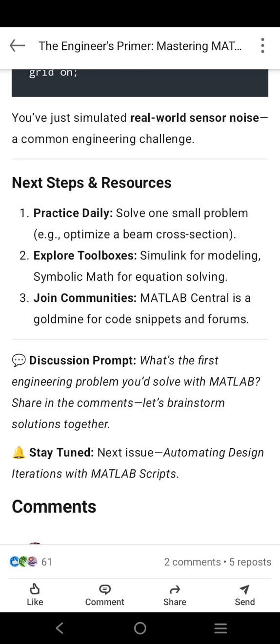Next steps: practice daily, explore toolboxes, join communities, discuss with prompt engineers. Stay tuned for the next issue.